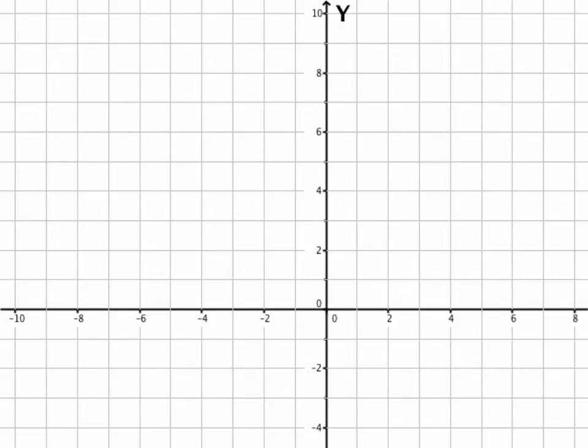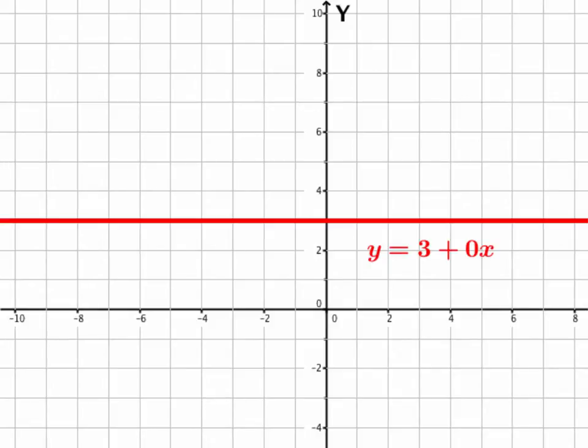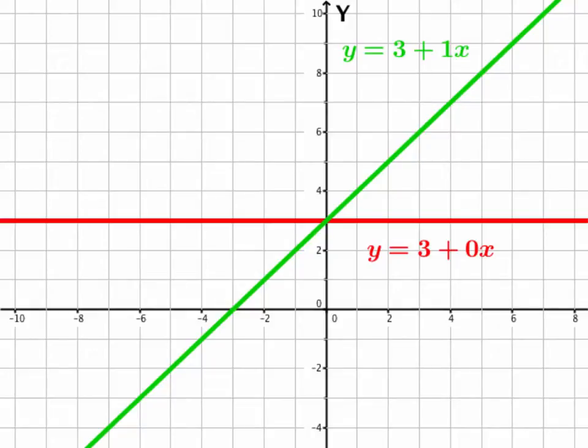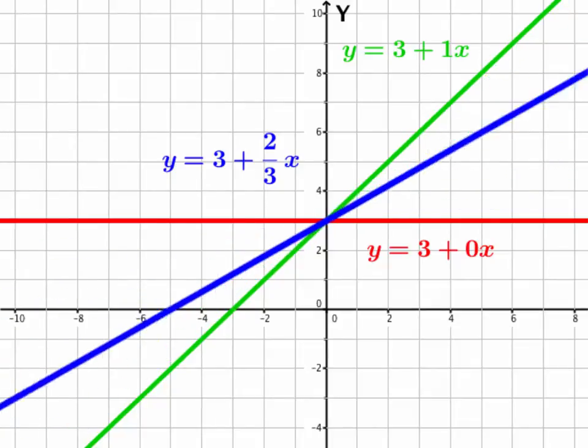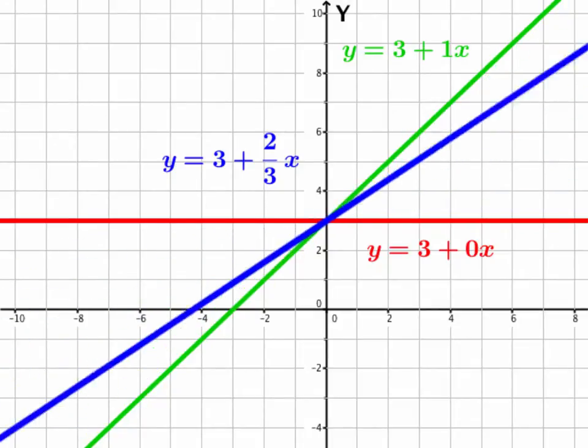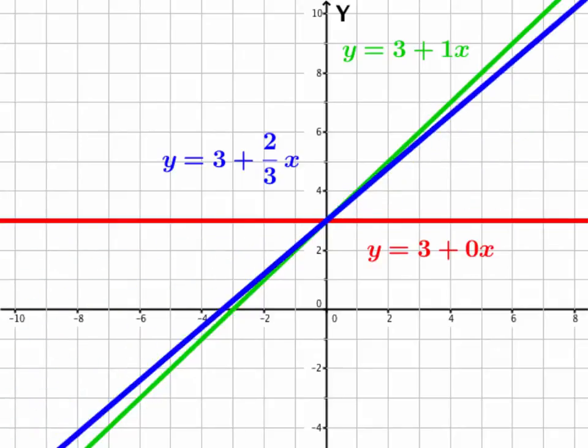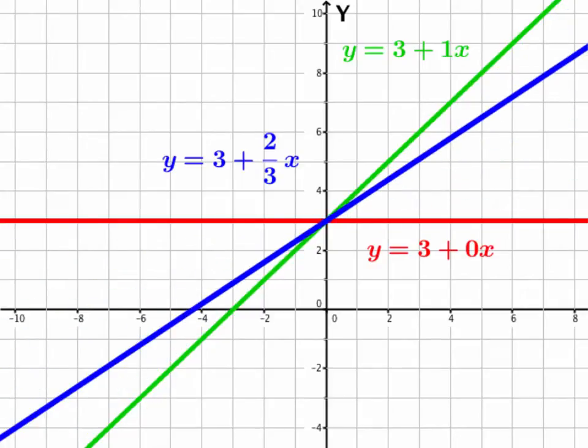Now, we already know what y equals 3 plus 0x looks like. That's got a y-intercept of 3, but that slope of 0 means that no matter what value x takes on, y is always going to be 3, because 0 times anything is always 0. That's why we get a horizontal line. And we already know what y equals 3 plus 1x looks like. That also has a y-intercept of 3 and a slope of 1. It kind of looks like a 45-degree line. So, y equals 2/3 x should be somewhere in between the two. Where? I'm not sure. Since 2/3 is a little bit closer to 1 than it is to 0, I don't know, maybe we'll guess around there.